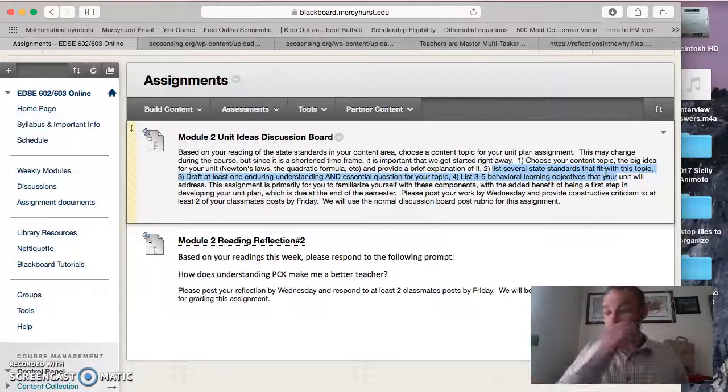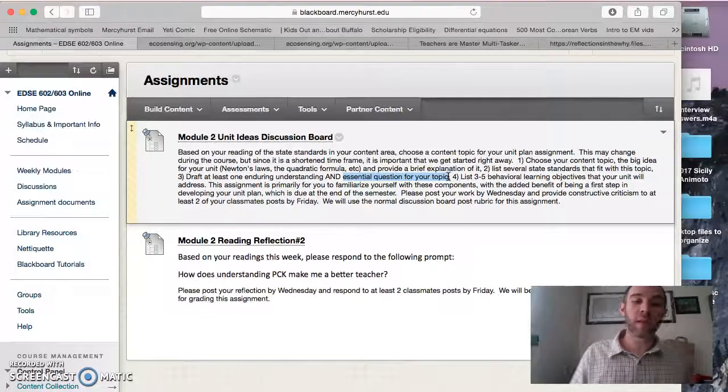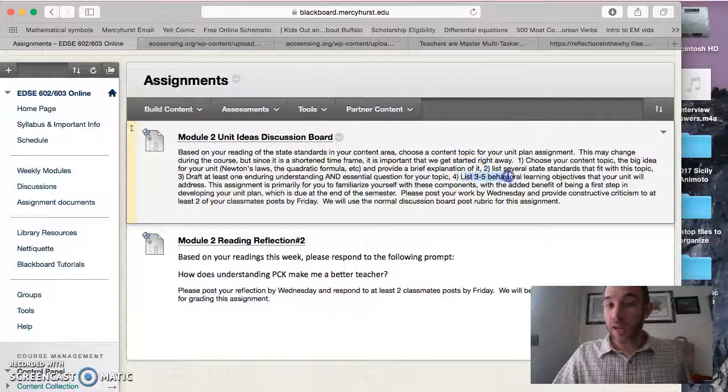Number 2, you're going to list several standards that fit this topic. So you can start looking at the standards and see what topic that's outlined in the standards is something that you'd be interested in writing a unit plan on. 3, you're going to draft at least 1 enduring understanding, this big idea, overarching idea that's connected to your concept, and 1 essential question. This is a question that's related to your enduring understanding. It doesn't have an easy yes or no answer. Feel free to go online, look up some examples of essential questions and enduring understandings to see the format for them. Then you're going to list 3 to 5 behavioral objectives that you've created. We talked about that in the last video.